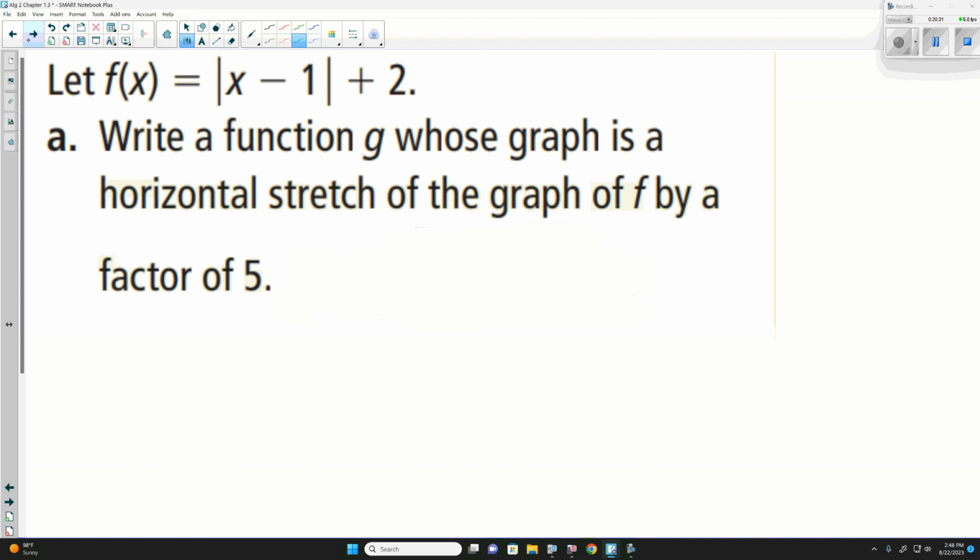Write a function whose graph is a stretch of the graph of x by a factor of 5. Wait, are we doing vertical? Oh, I'm switching it. I did fix the note sheets for next year, but that doesn't help y'all. So horizontal stretch, horizontal stretch. What do we have to do to the 5? We have to flip it to 1 over 5.